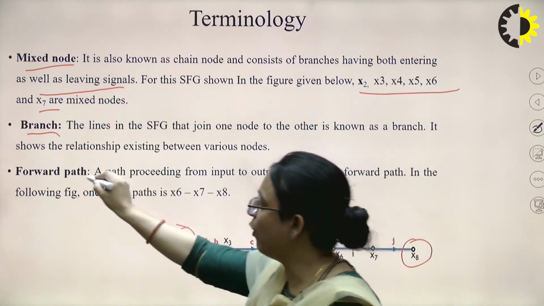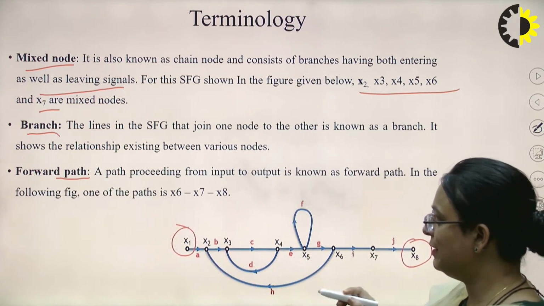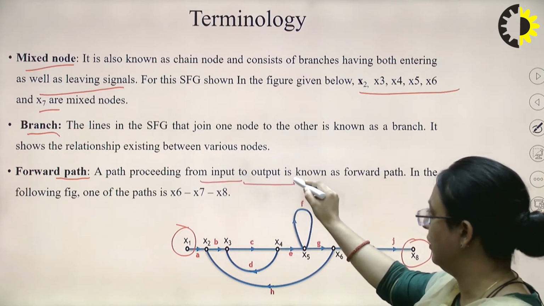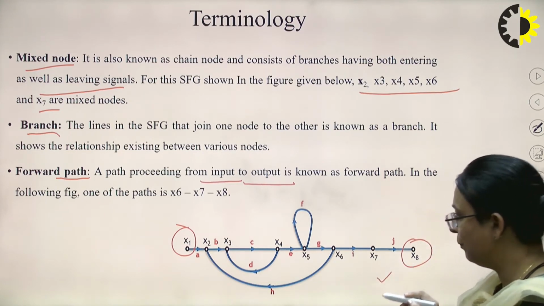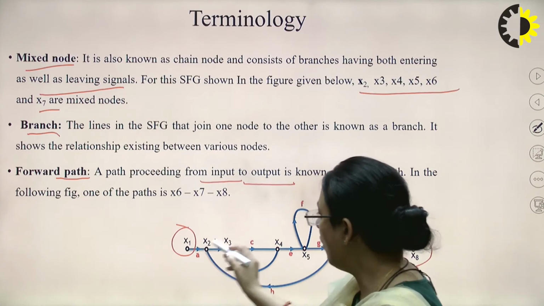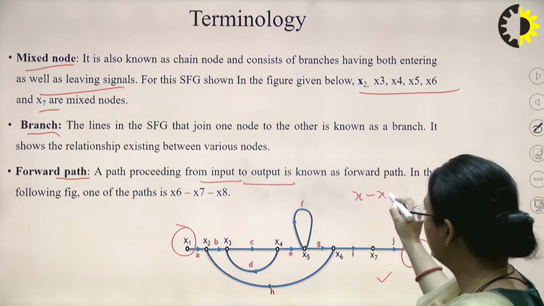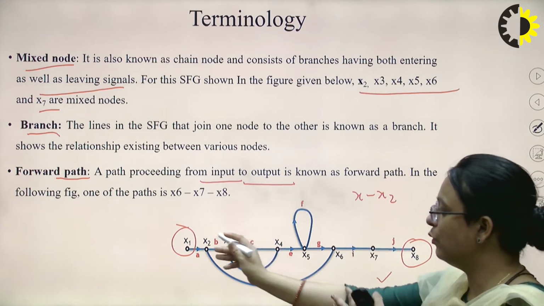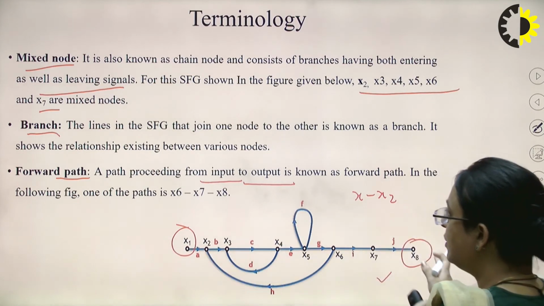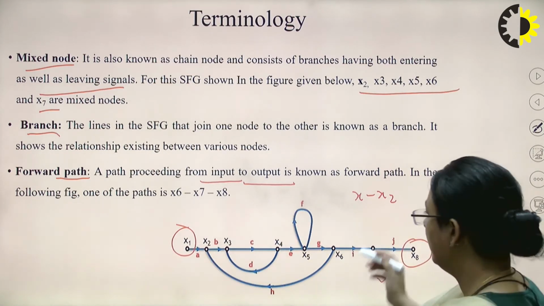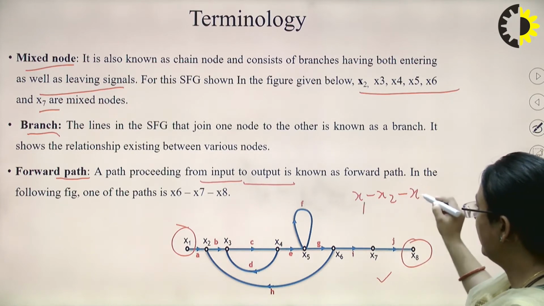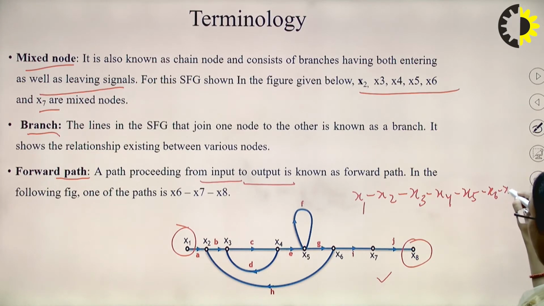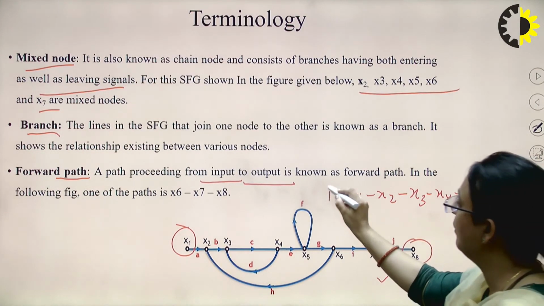Now coming to the forward path. A forward path is a path which proceeds from input towards the output. You can see here in this figure, this is the forward path, X1 to X2. There are many forward paths. In this figure the forward path starts from the input and goes towards the output. So X1, X2, X3, X4, then 5, 6, 7 and till X8. This is one of the forward paths.